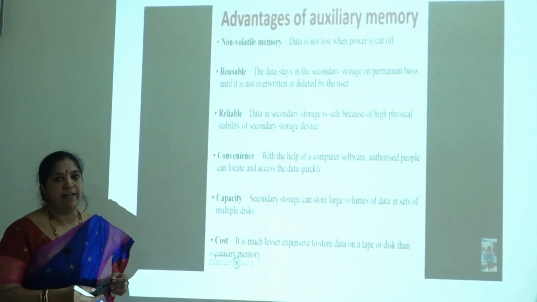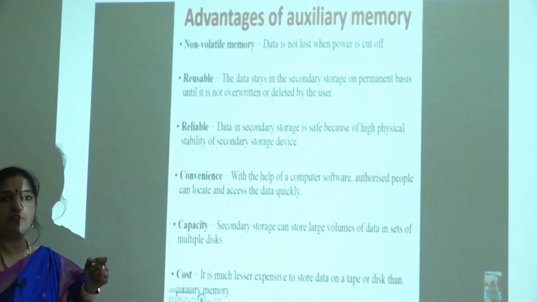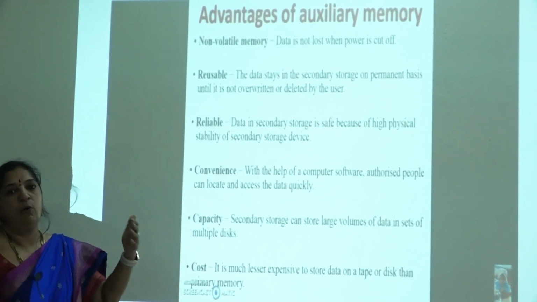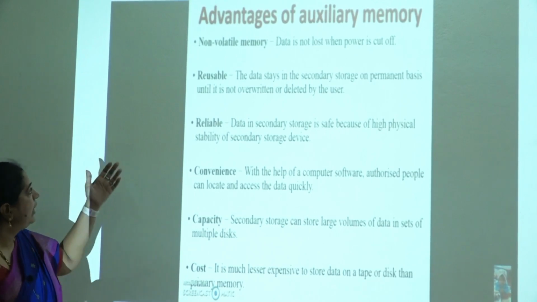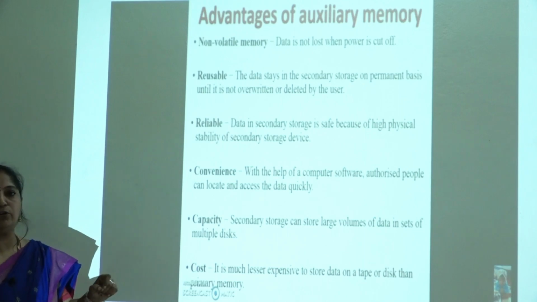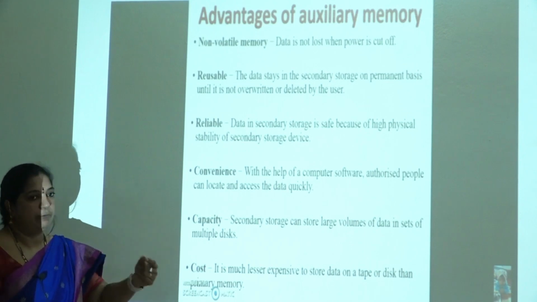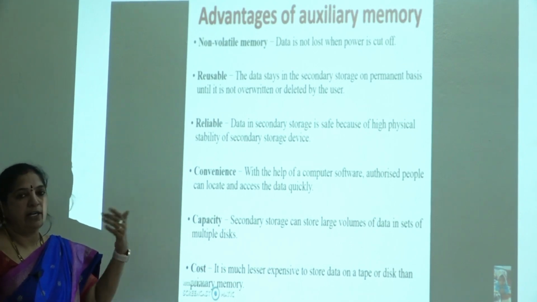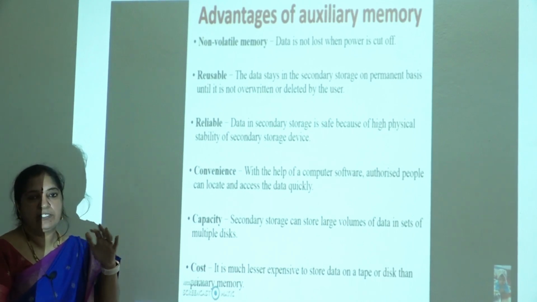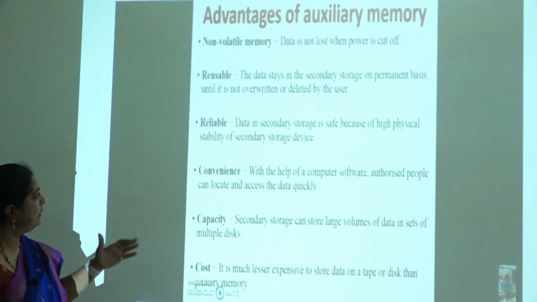Now, the advantages of auxiliary memory. It is non-volatile, as I told you. Once you store something, it is permanently stored, so whenever and wherever you want, you can open it and access the data. It is reusable; you can use it again and again, and it is not necessary to use it then and there. Once you save with a file name, whenever you want you can search with that file name and access the data. It is reliable: once you store data in secondary storage, it will not change, and you get the exact same data again.